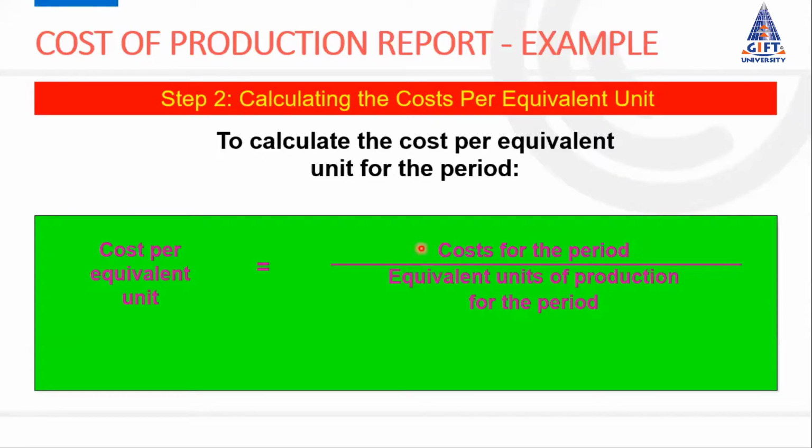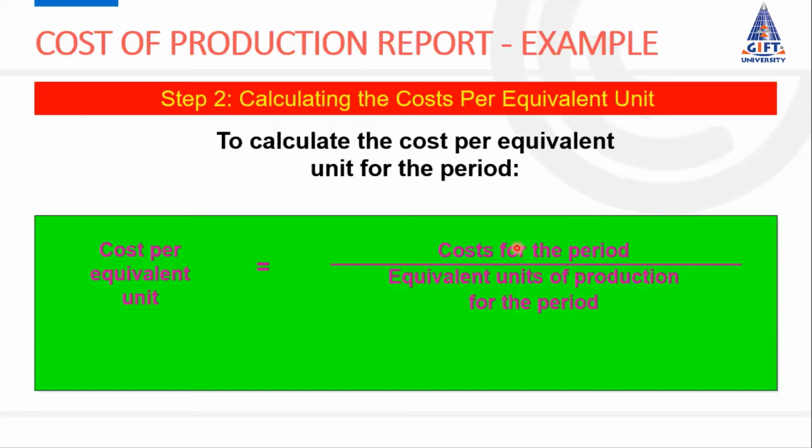That is, in the month of May, what costs have been consumed, what costs have been charged to that department, that is the shaping and milling department. And what are the equivalent units of production for that period? What is the equivalent production in the month of May? We have to calculate these two things for the calculation of per unit cost of equivalent unit.